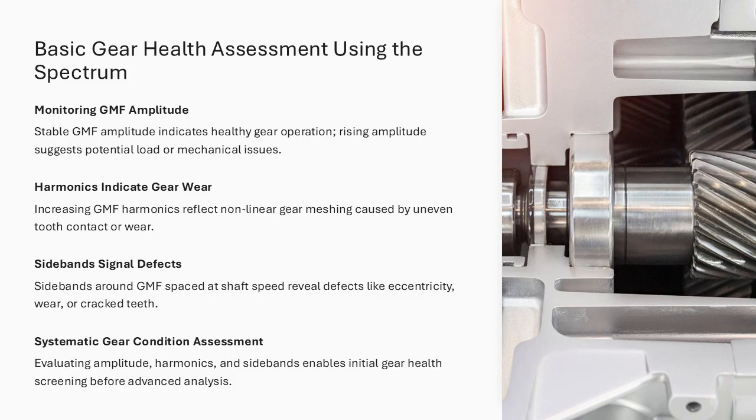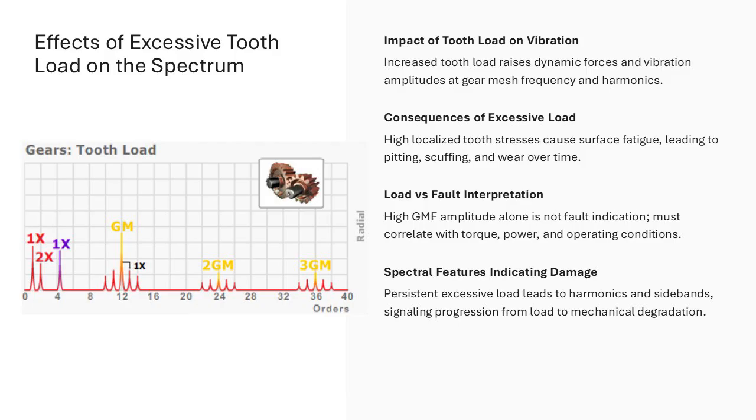By systematically evaluating GMF amplitude, harmonic content, and sideband structure, engineers can form an initial assessment of gear condition. This assessment serves as a screening tool to prioritize further analysis using advanced techniques such as TSA or time waveform inspection. Tooth load has a direct and significant influence on gearbox vibration characteristics.